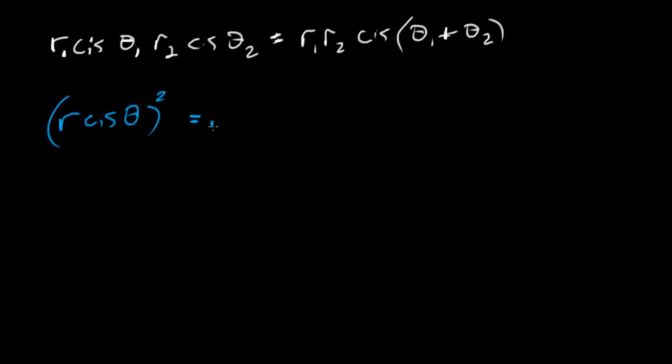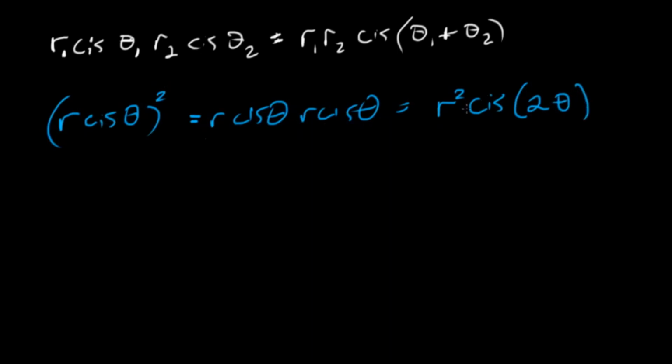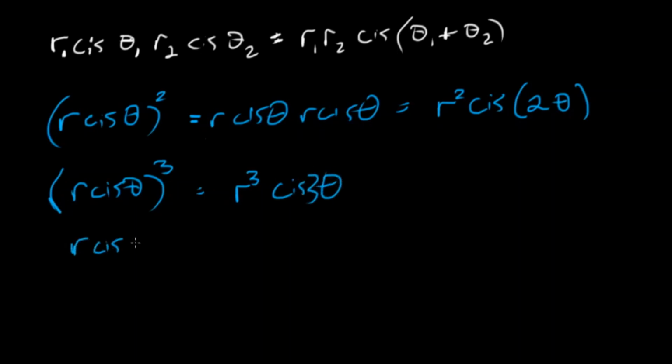All right, that's just going to be r cis theta times r cis theta, the definition of squaring, multiplying by itself. And then if we do the same thing, we're going to get r squared cis theta plus theta, 2 theta. All right, r cis theta squared is equal to r squared cis 2 theta. We're just applying the rules for multiplying polar form of complex numbers. All right, what is r cis theta cubed? A little bit of calculation later, you would get r cubed cis 3 theta. How about r cis theta to the fourth? This is getting a little bit redundant. But with that said, we have just established what De Moivre's theorem is.